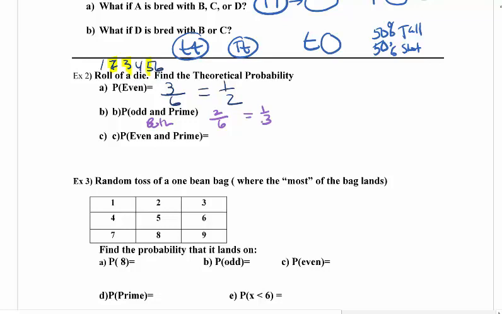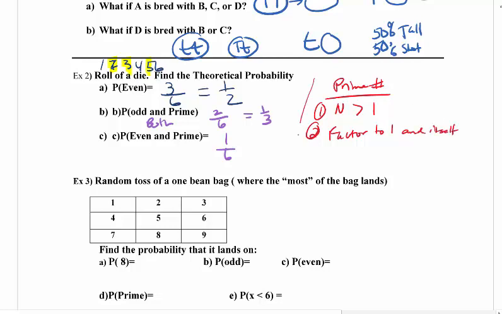C says even and prime, so if I look at those prime numbers that I highlighted above, 2 is even. So it'll be 1/6. The key that you need to remember here is prime numbers. It is a natural number greater than 1, and that's a key piece people forget. They want to include 1, and you can only factor to 1 and itself. So that's a reminder, because they're going to use that word on and off throughout this chapter.